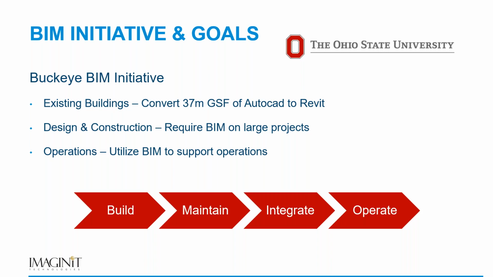In addition, we are using BIM for design and construction. All projects over $4 million are required to use our BIM project delivery standard, which was released in 2015. And lastly, we're trying to take all this information, whether we built it ourselves or received it from a project, and find ways to use it in operations. We have a long way to go when it comes to operations. There are definitely some other organizations out there that have done a lot better job with that and are further along.